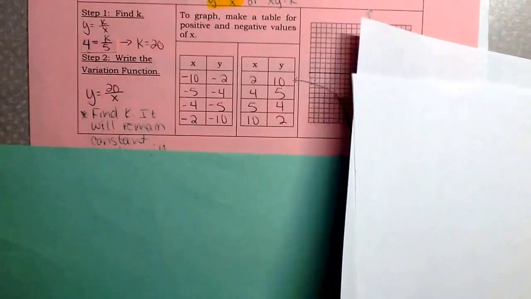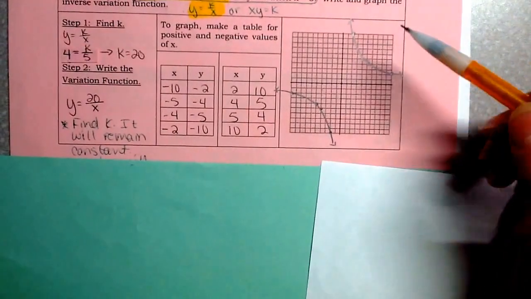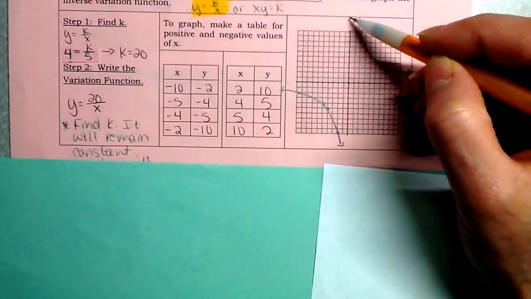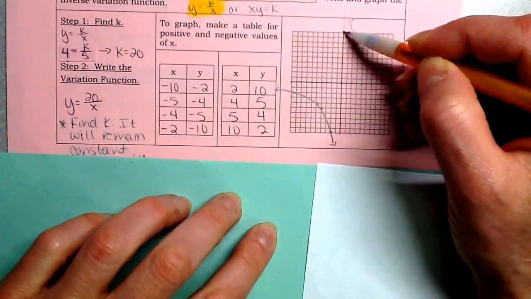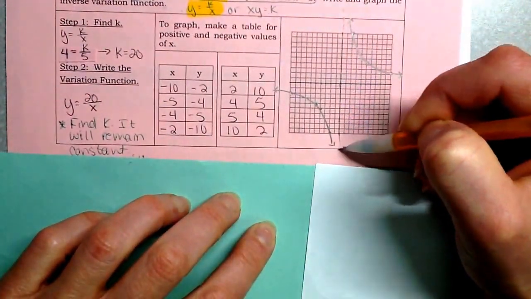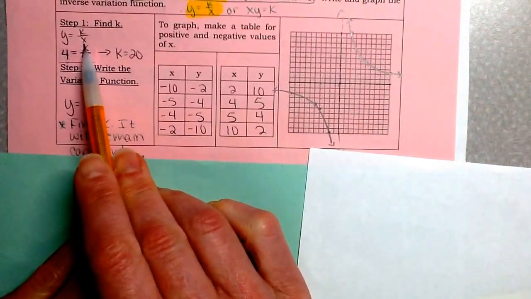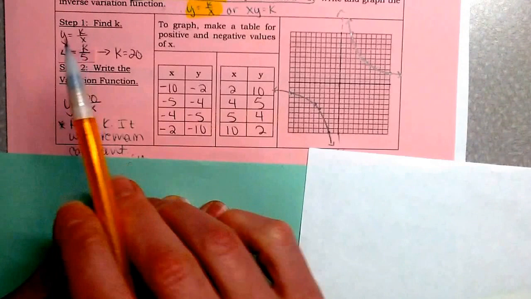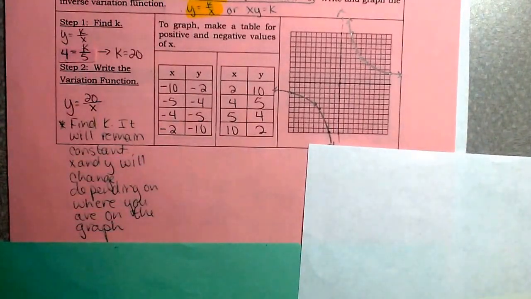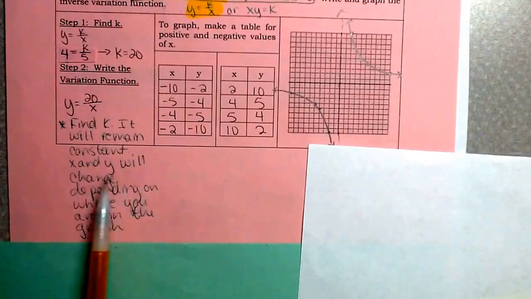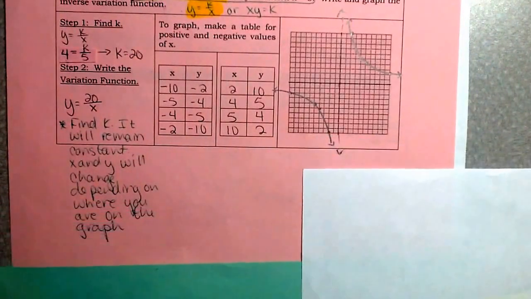Now your graph is going to look like this. You're going to have an asymptote, or a line that you can't cross over, right here, because x cannot equal 0. And the reason x cannot equal 0 is because x is in the denominator. All right, so just a reminder that you want to find k. It will remain constant. X and y will change depending on where you are on the graph.